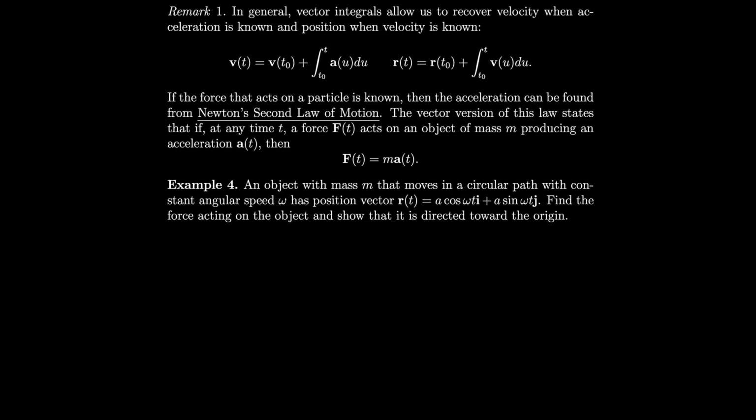Also, if the force that acts on a particle is known, the acceleration can be found from Newton's second law of motion. The vector version of this law states that if at any time t, a force f of t acts on an object of mass m, producing an acceleration a of t, then f of t must be equal to that mass m times the acceleration. So let's do an example of that.